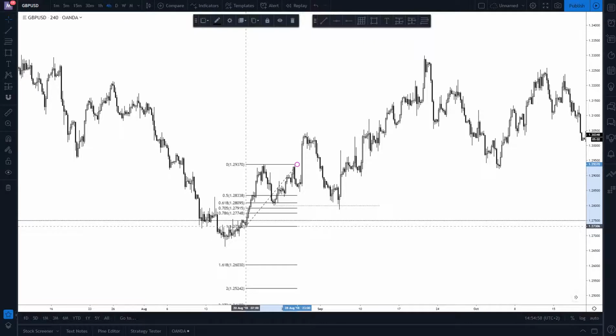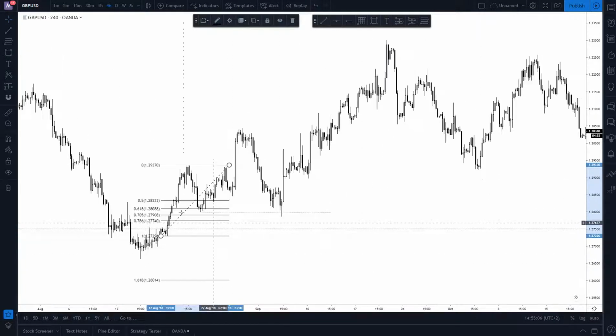But if I would just do the Fib from the bottom, basically from this demand zone, the start of this rally, you can see that we are at 0.618. So this is also a way you can look at it.